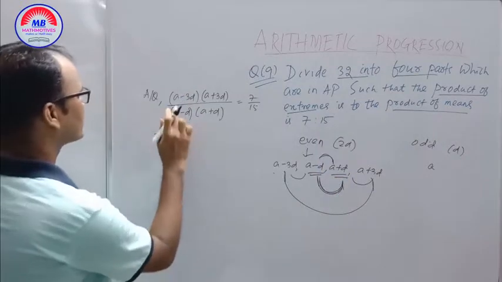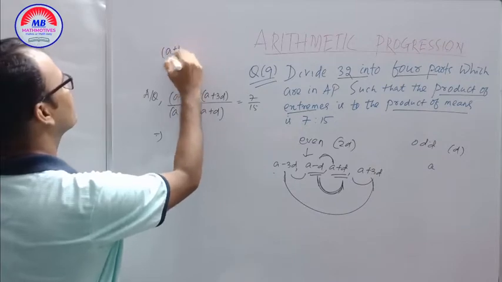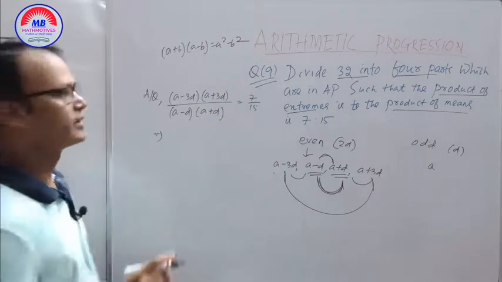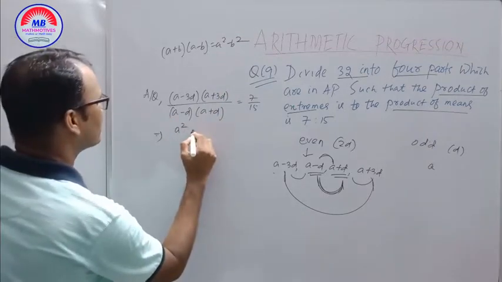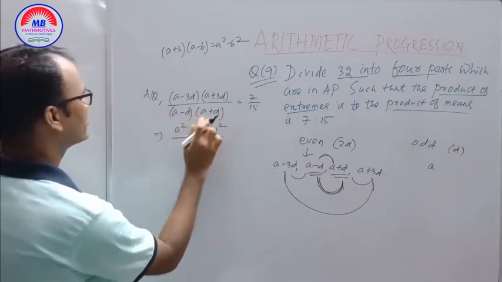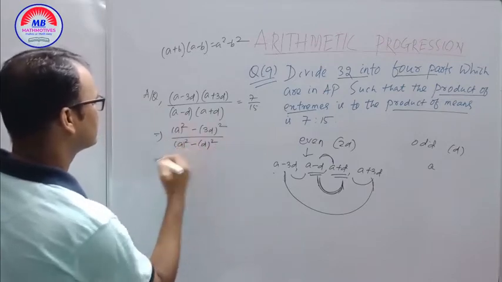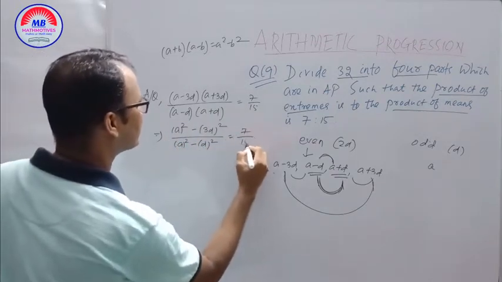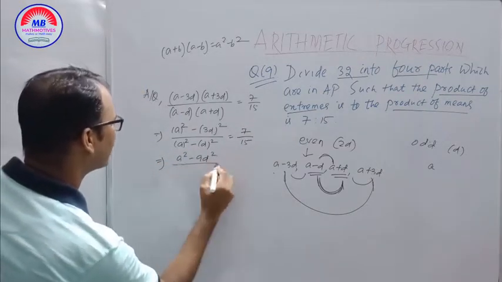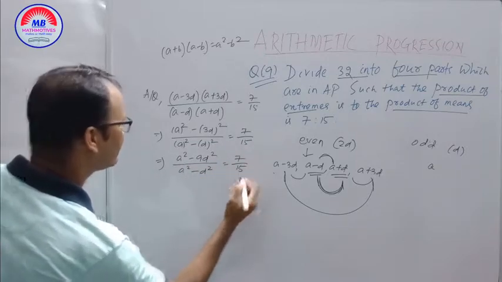So here you see a minus b, a plus b. So there is the formula a plus b into a minus b is equal to a square minus b square. Okay. So put here a square minus 9d square. Similarly, a minus d, a plus d, a square minus d square. You can write it this way, equal to 7/15. That implies a square minus 9d square by a square minus d square is equal to 7/15.